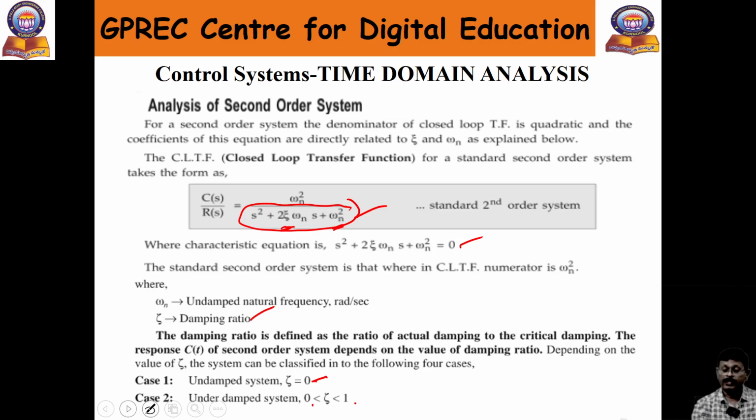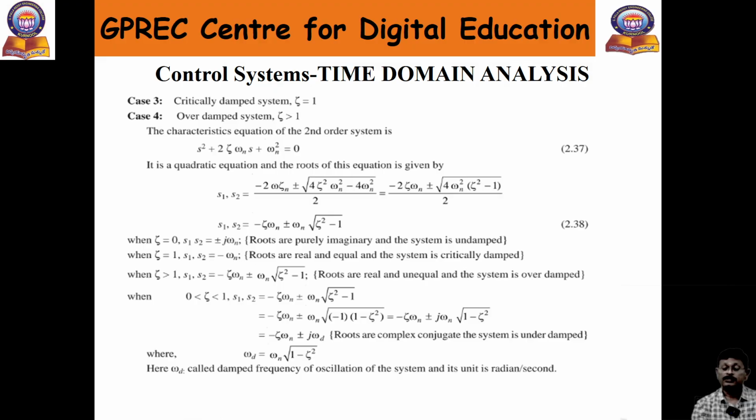So one is undamped, zeta equal to 0. Then underdamped, between 0 and 1. Then zeta equal to 1, you call it critically damped. When zeta is greater than 1, you call it overdamped. Okay. So these are the classifications of the second order system.